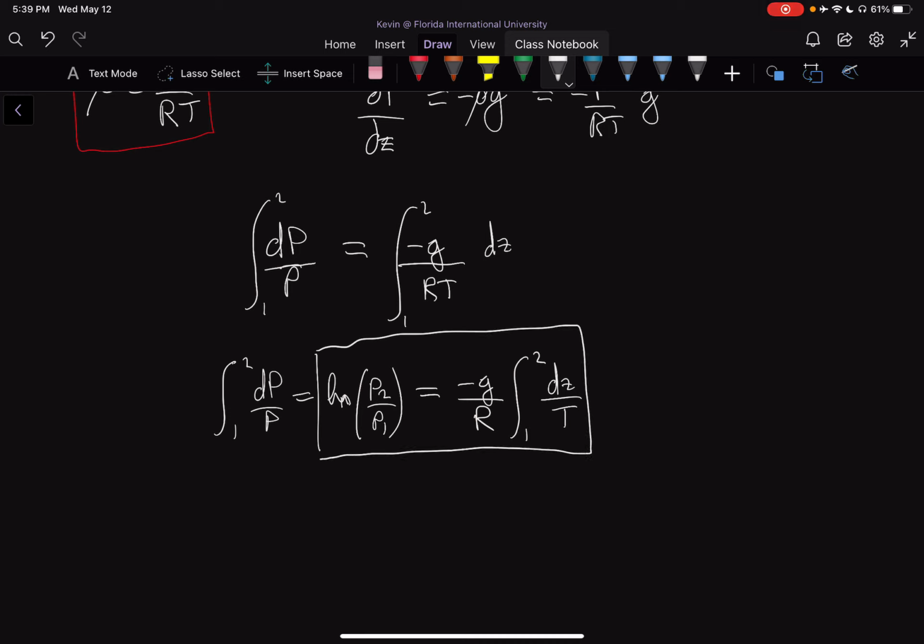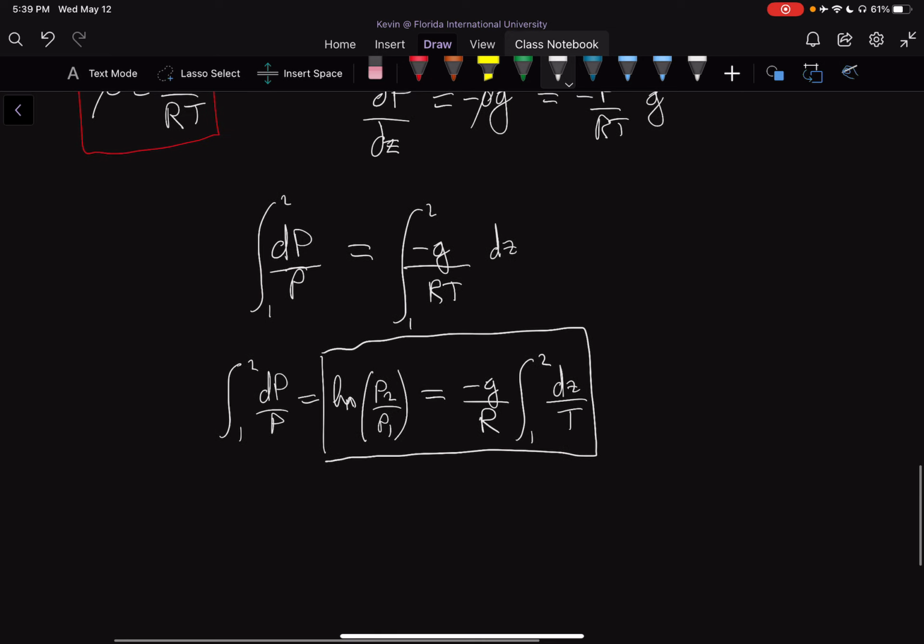Now, in order to simplify it further, we need to make a further assumption. So let's make an assumption that temperature does not change. Let's assume that in the atmosphere, between two points in the air or in the lower atmosphere, let's say, there's going to be no change in temperature. That might not be correct all the time, but let's assume it in this case.